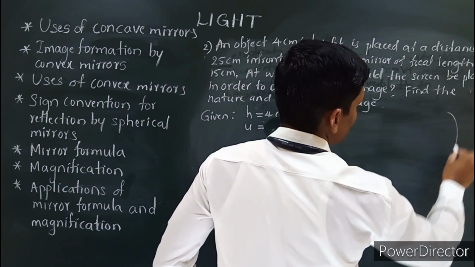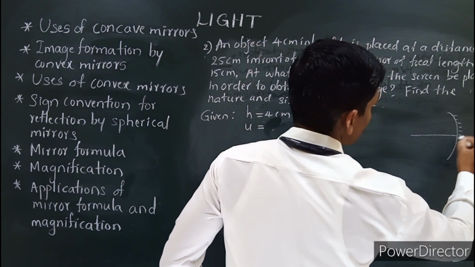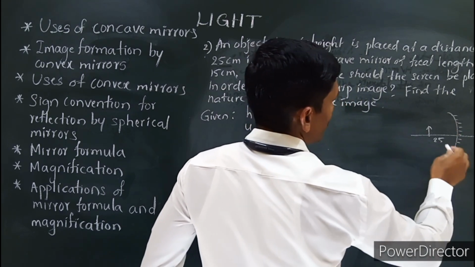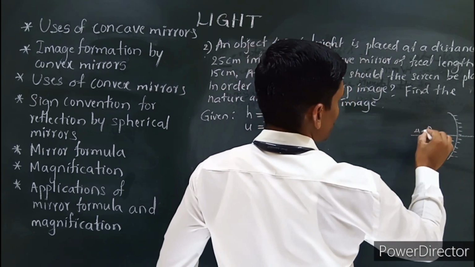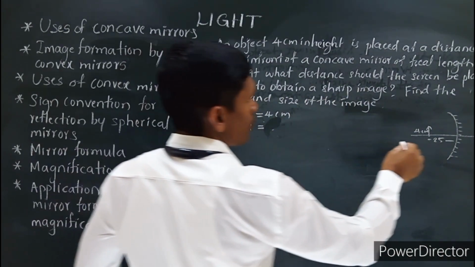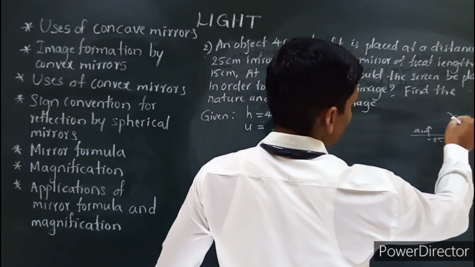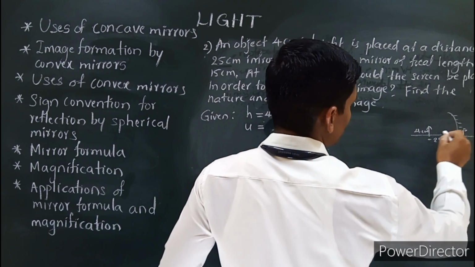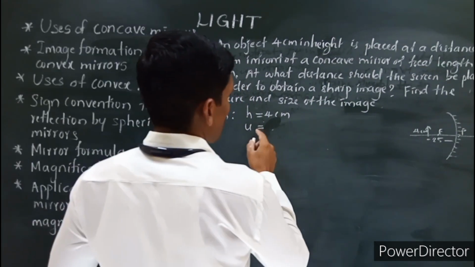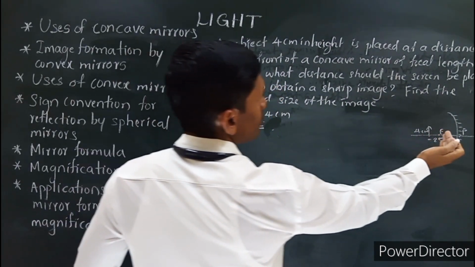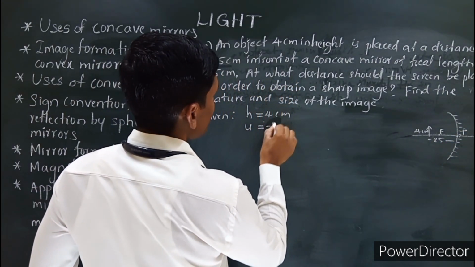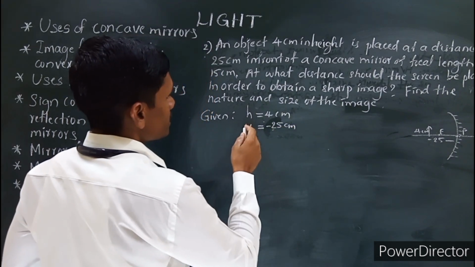Let us show this in diagram form. This is the concave mirror, right? This is the object at 25 centimeter distance, and this is 4 centimeter in height. It is placed in front of a concave mirror of focal length f, this is the focal length, P to F, right? So object distance we have to take as negative because it is on the left side of the origin. So this is minus 25 centimeter object distance.